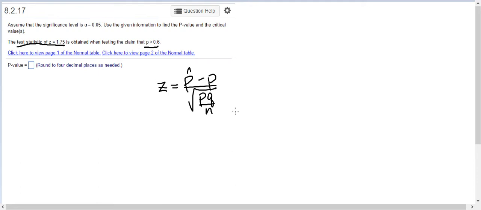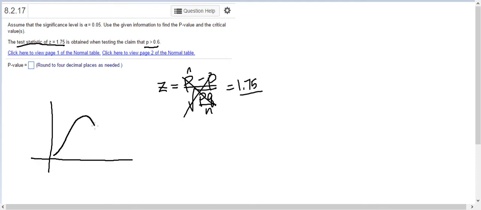For this problem, they've done us a big gift, and they've just told us not to worry about calculating this. It's just 1.75. So we've done that calculation and we got 1.75. This is a good question because it saves you a little bit of time and makes sure you get to the point of understanding rather than calculating. So what you do here is we know that we're looking at a normal distribution, and we know that our z is over here. It's 1.75.